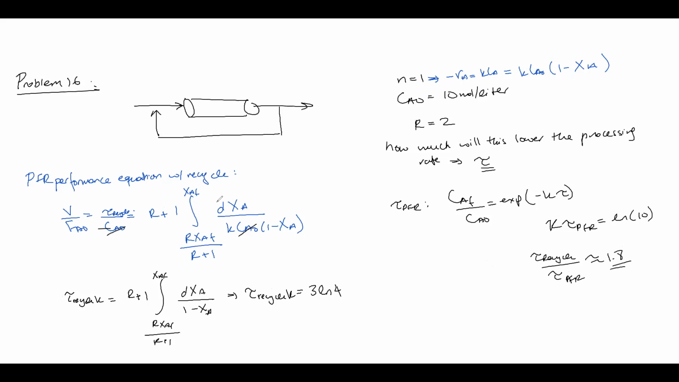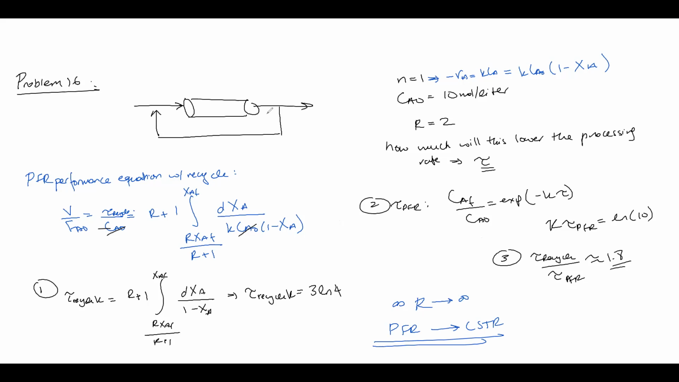Get the tau with the recycle using the performance equation with the recycle, and then you get the tau for the PFR just using the normal performance equation of the PFR. You divide these two expressions, you get the ratio, right? And this is not going to show up on the test. If anything from the recycle is going to show up on the test, it's that as R approaches infinity, your PFR approaches a CSTR, right? If anything from recycle shows up on the test, it will be this point, and you just need to know this.